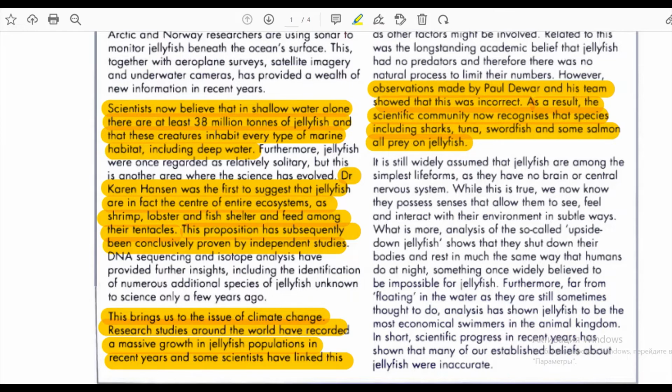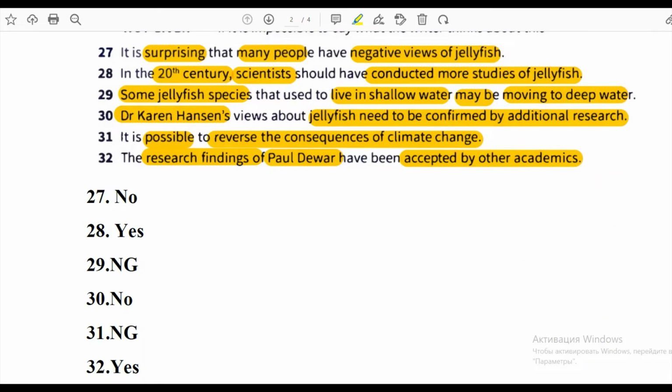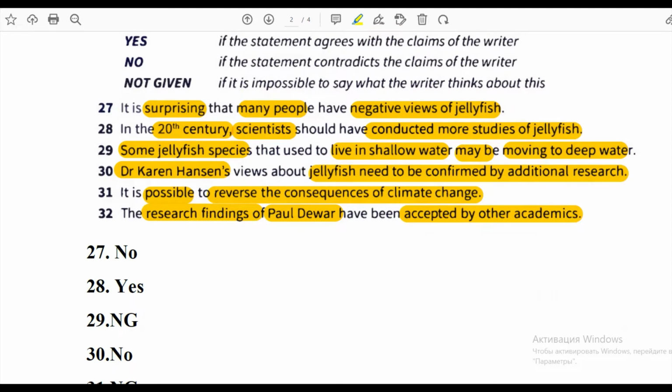This is not given. Actually, in this paragraph, there are clear locators as shallow and deep water. But the writer doesn't say whether jellyfish are moving from shallow to deep water, only that they live in both environments. So that's why this is not given. Let's go further to our next question.